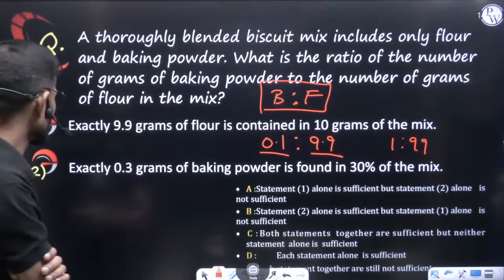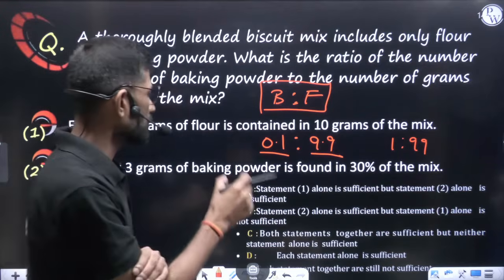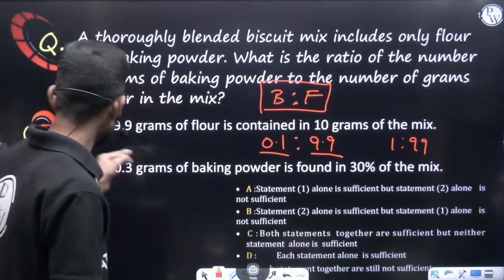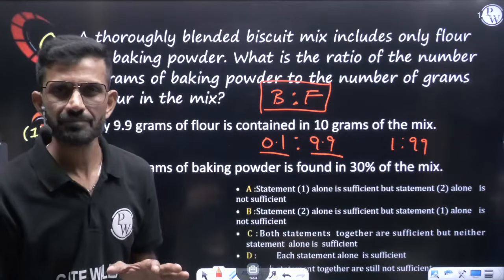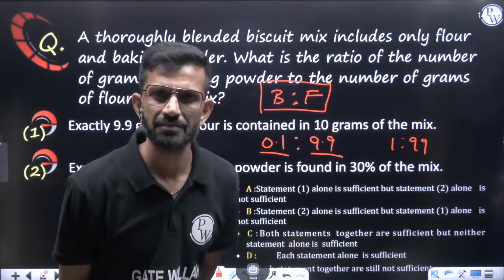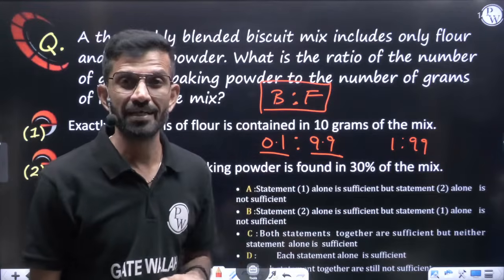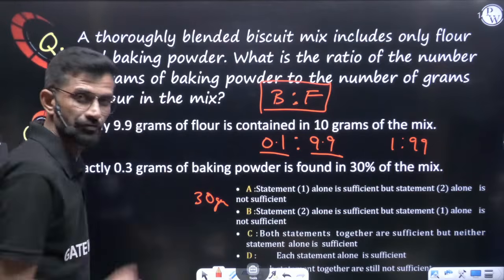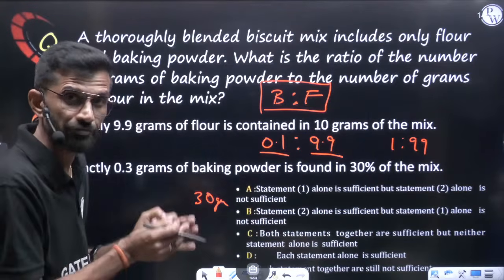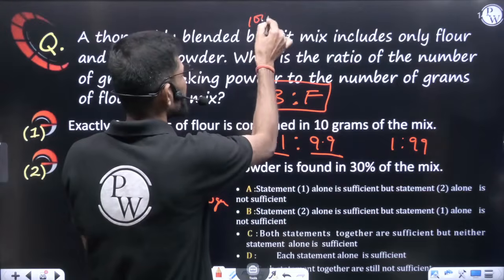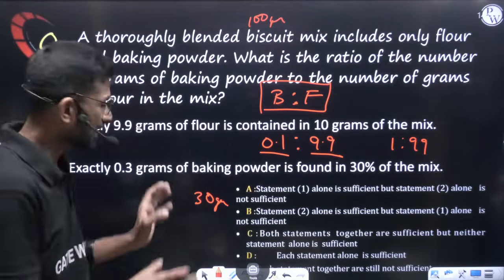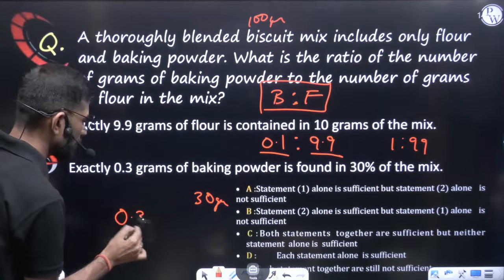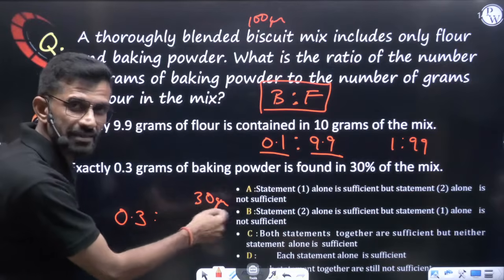Now coming to the second statement. Exactly 0.3 grams of baking powder is found in 30% of the mixture. Let us say the mixture is some 100 grams. 30% of 100 grams means you are taking 30 grams. If the total mixture is 100 grams, you have to take 30%. So I consider the total mixture as 100 grams. Then in that, 30% is 30 grams. In those 30 grams, 0.3 grams will be the baking powder. So obviously the remaining in these 30 grams will be the flour.